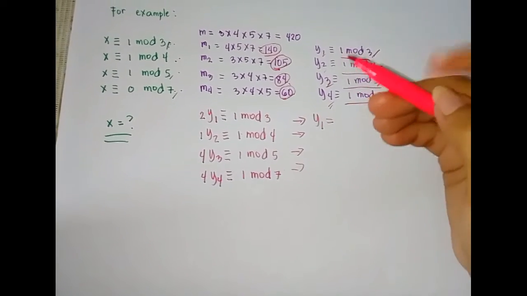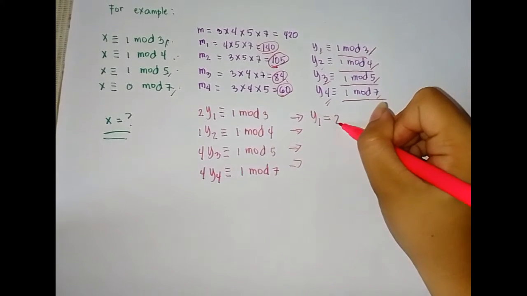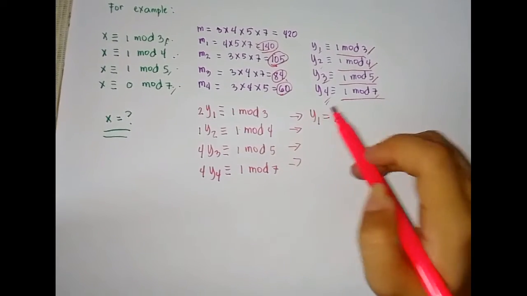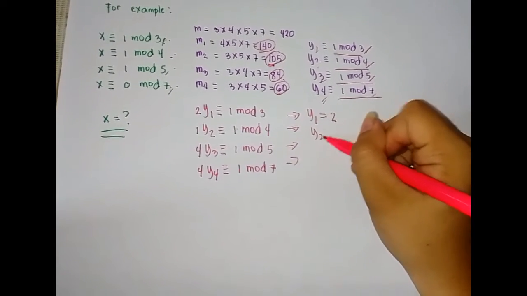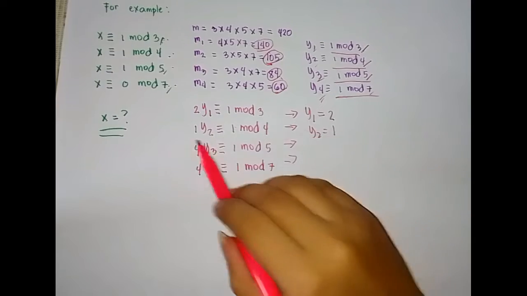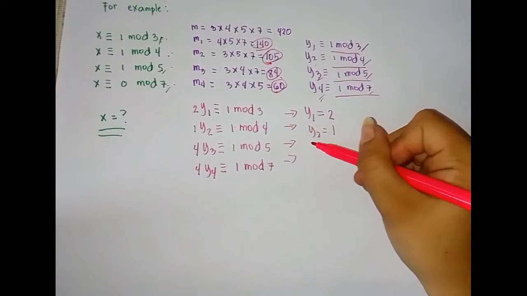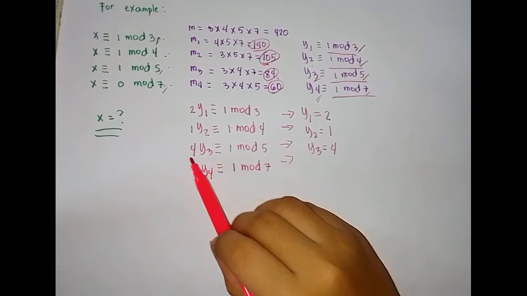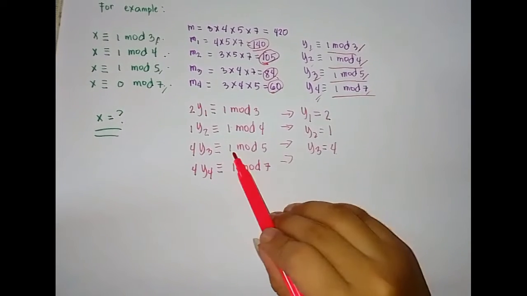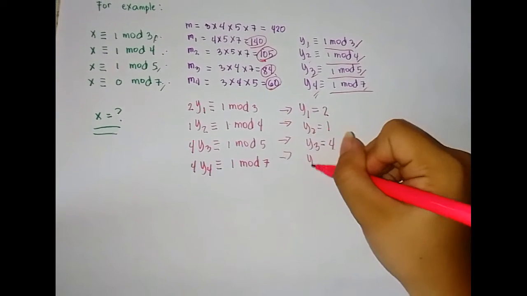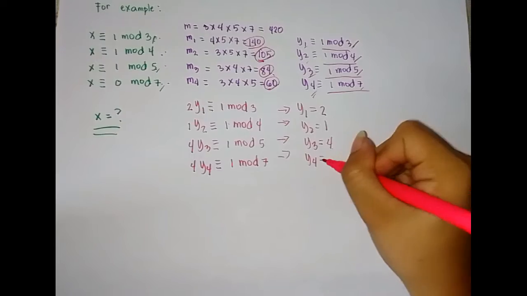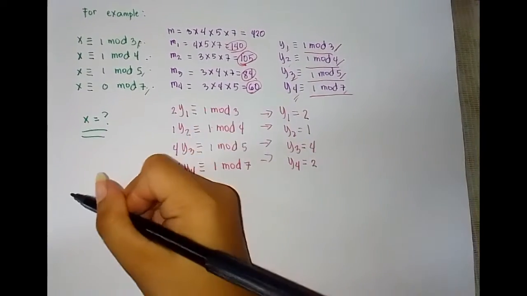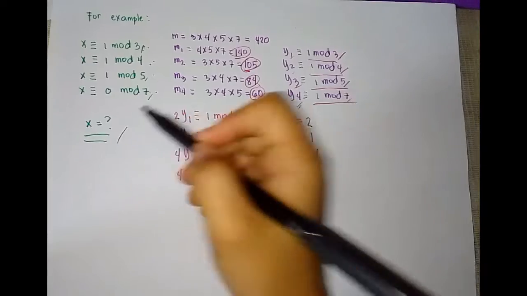So y1 is equal to 2, because 2 times 2 is 4, which is 1 more than 3. For y2, we have 1, because 1 times 1 is also 1. For y3, we have 4, because 4 times 4 is 16, which is 1 more than 15. For y4, that is equal to 2. And now we have all our inputs to find the value of x.